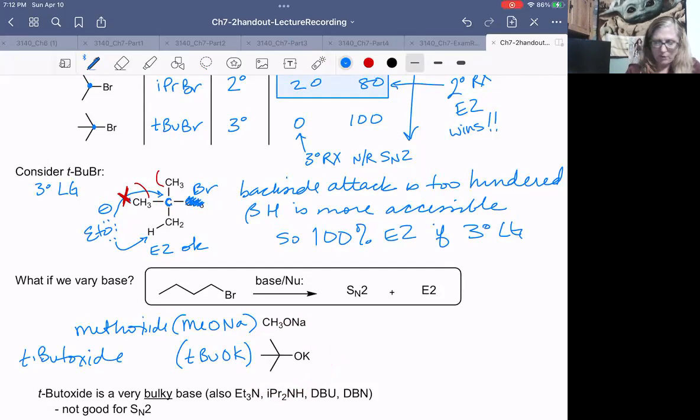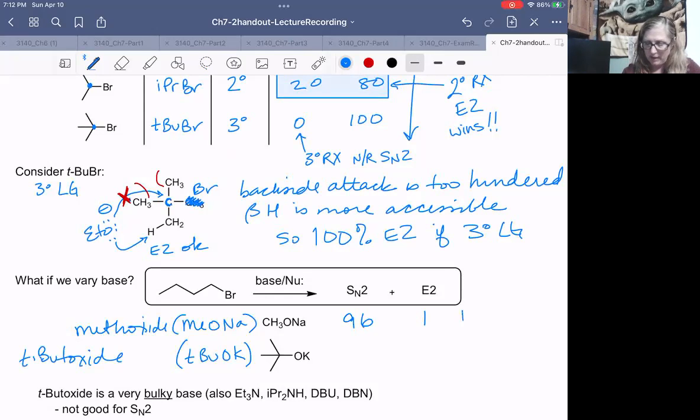So is there a difference in our product distribution? There certainly is. If we use a normal base, a base that is not bulky, once again we get almost exclusively SN2, maybe just a smidge of elimination. So what's the rest of it? Maybe it just didn't react. So 96% conversion to the substitution product.